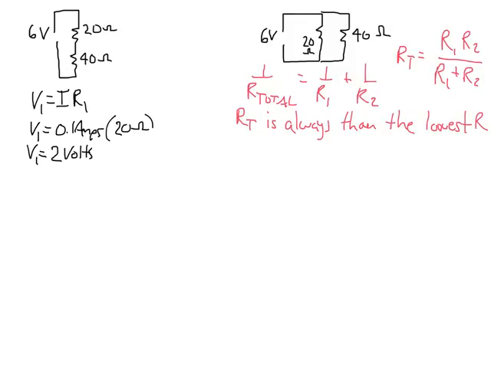And I can also calculate V2 there, so V2 is I R2, which means that it's equal to 0.1 times 40, which means it's 4 volts. So now I know the voltage drops in those two resistors, and if those resistors were light bulbs, for example, or anything really, let's figure out what their power is.